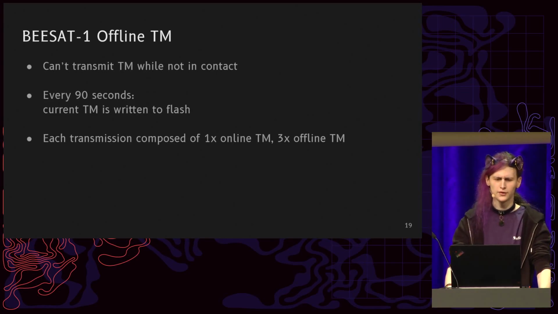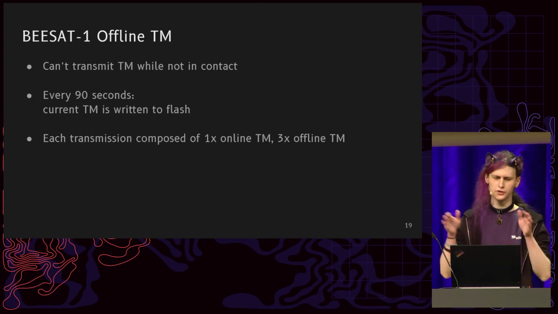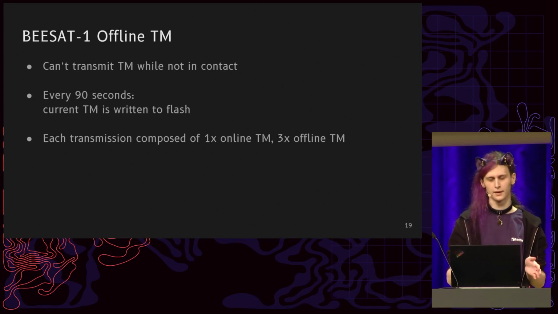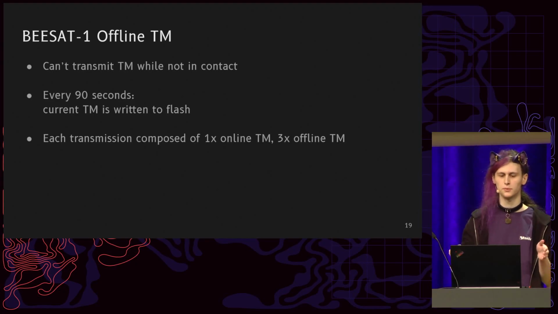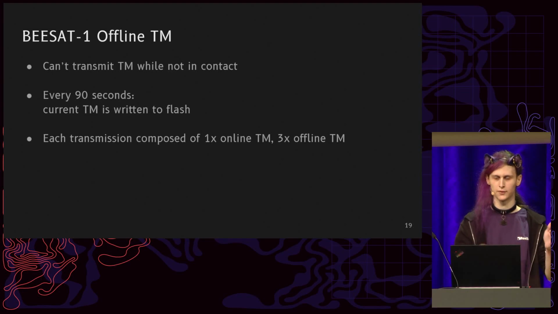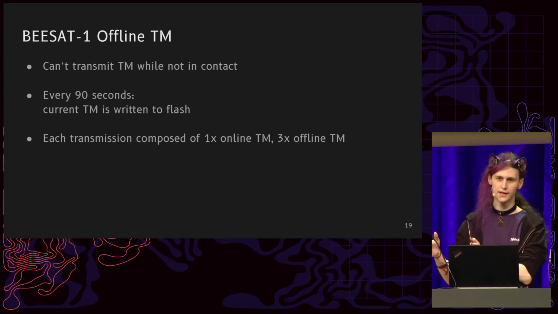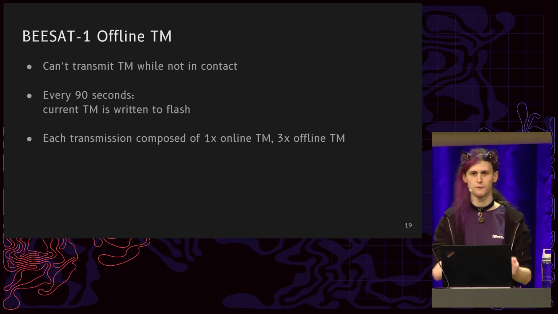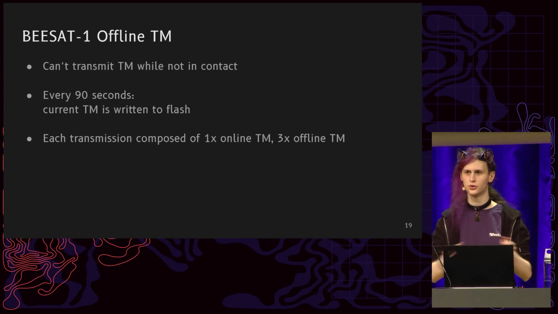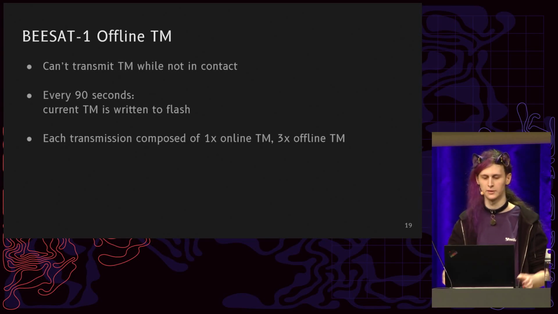And so what you do is, every 90 seconds, the satellite takes its current telemetry data and writes it to flash. And then each of these telemetry transmissions that we talked about, these frames, is composed of one set of the telemetry from just now, and then 3 sets of that recorded telemetry from earlier. And so during each pass, you sort of play back what happened during the day to get a complete picture of what's happening to your spacecraft at any one time.